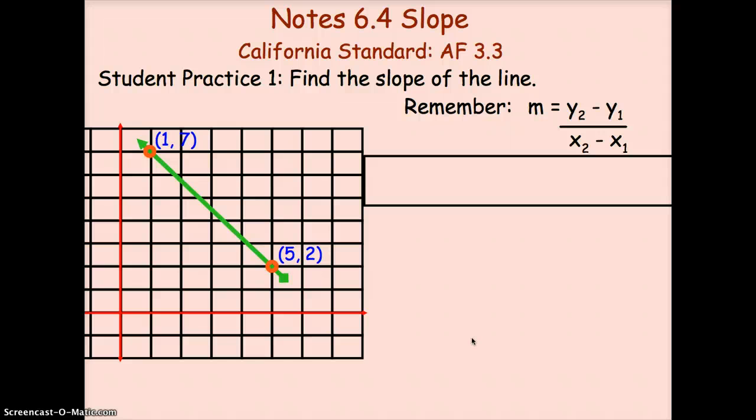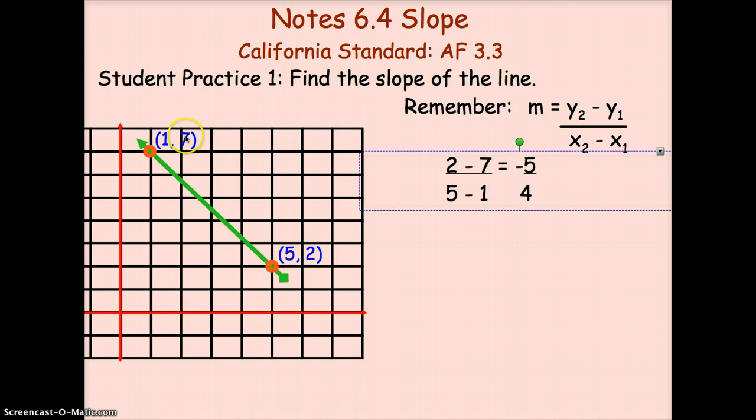Okay, let's take a look and see how you did. I said 2 minus 7 up here over 5 minus 1. 2 minus 7, of course, is negative 5. 5 minus 1 is 4. I've simplified the fraction as far as I can, and I'm left with negative 5 over 4. Remember, you want to leave it improper.